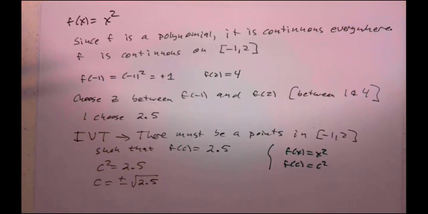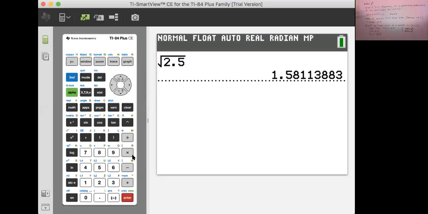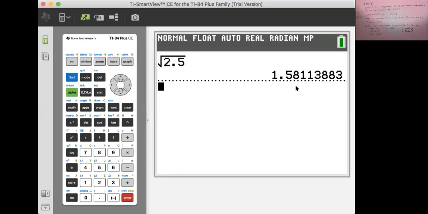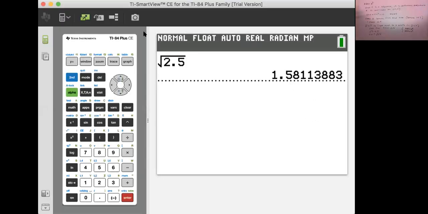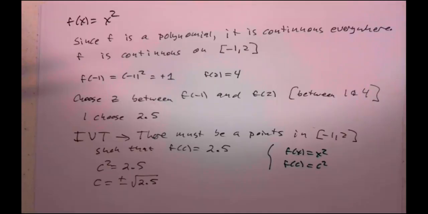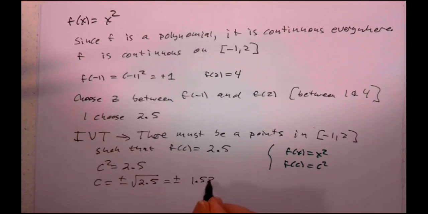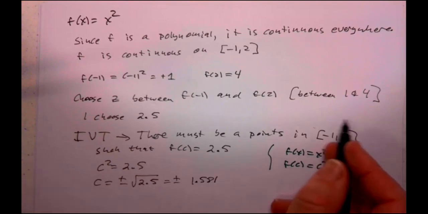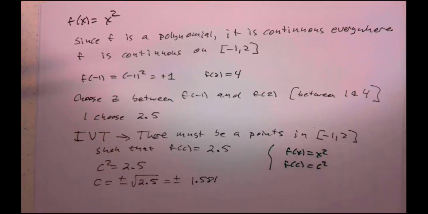Now, what is that? Let's get an approximation for that. That's kind of important for us to see what that approximation is. I've done it on my calculator here. The square root of 2.5 is 1.581, which should sound familiar. So it's plus or minus 1.581.